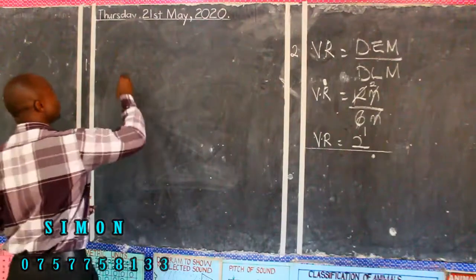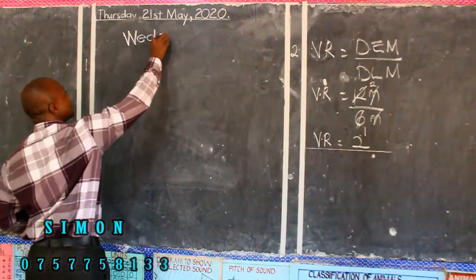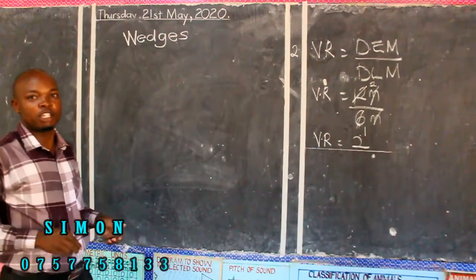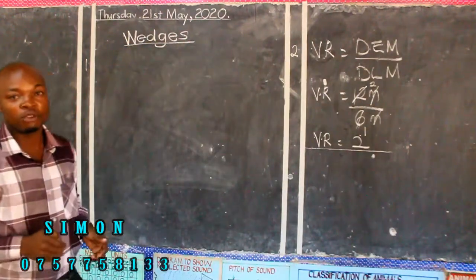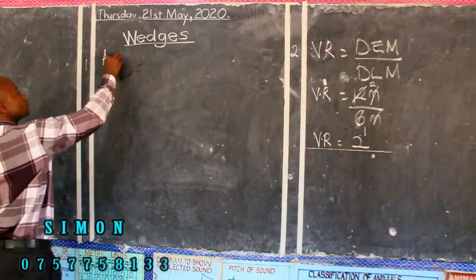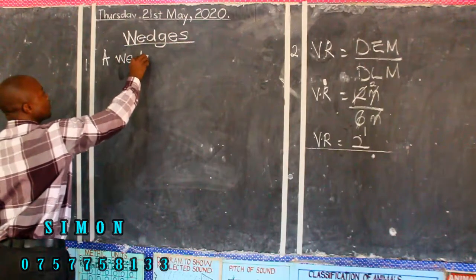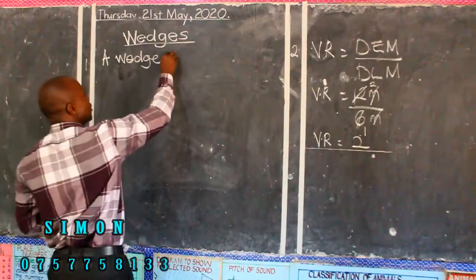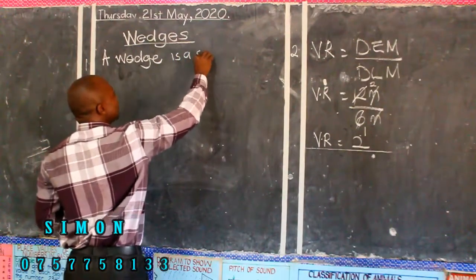I've heard the term we call wedges. Wedges. And what is a wedge? We talk of a wedge. A wedge is a simple machine.